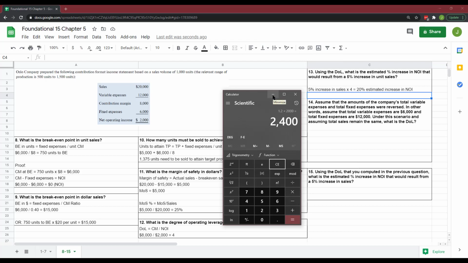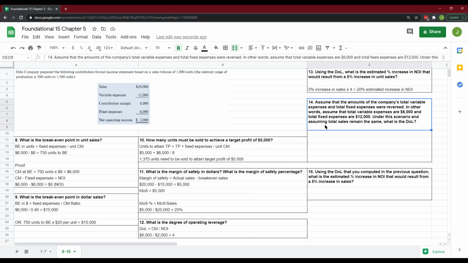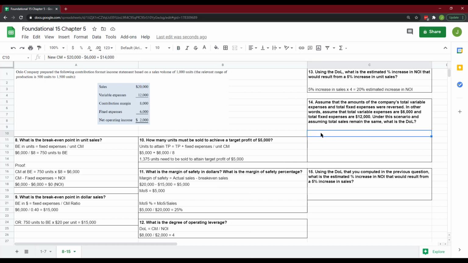net operating income. Number 14 is asking, assume that the amounts of the company's total variable expenses and total fixed expenses are reversed. In other words, assume that the total variable expenses are 6,000 and total fixed expenses are 12,000. Under this scenario, and assuming that total sales remain the same, what is the degree of operating leverage? So we're just switching the 12 and the 6. So what would that impact be?